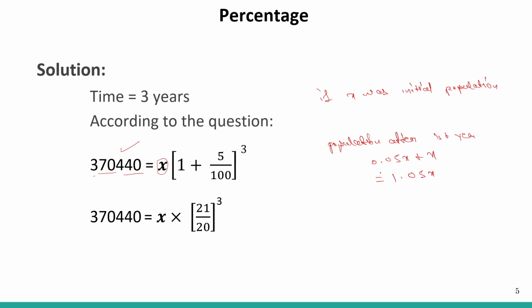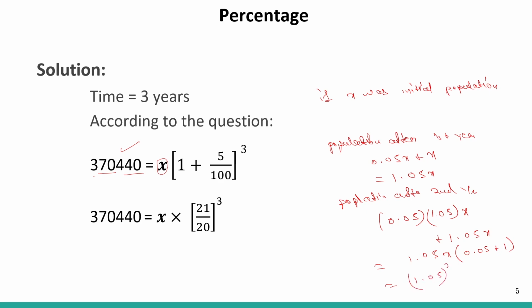Then in the next year, the population after the second year will be 0.05 into 1.05 X, plus 1.05 X, which is equal to 1.05 X into (0.05 plus 1), that is 1.05 whole square X. So the population after 3 years will be 1.05 whole square X into 0.05, plus 1.05 whole square X. That is actually equal to 1.05 whole cube X.